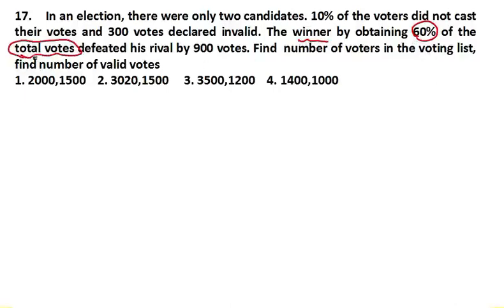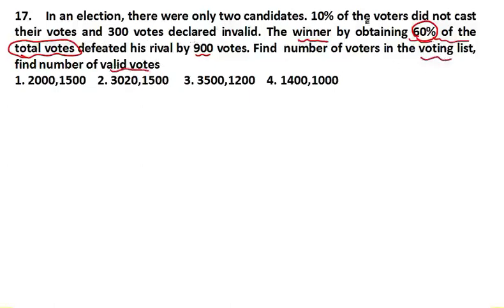Till now we have seen that the winner got votes from valid votes. Now they have changed. The winner did not get votes from valid votes, but it is said from the total vote. Though he is going to get votes, I have already told you that winner or loser, they always get votes from valid votes only. But this calculation, they can make you calculate from anywhere. Here it is going to make you calculate from total vote. And he defeated by 900 votes. Now this 900 is the difference between winner and loser.